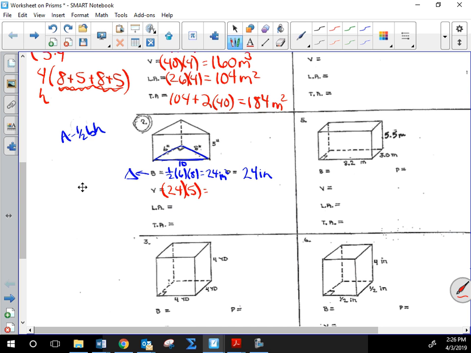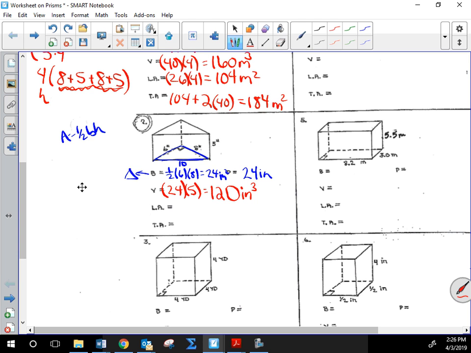96? No, that's not possible. Good, 120. It should be over 100, right? 20 times 5 is 100, 4 times 5 is 20. So 120, and that's inches cubed.